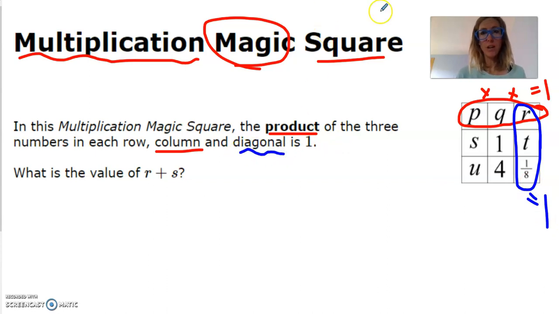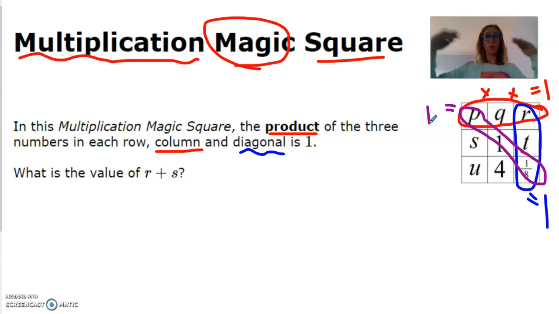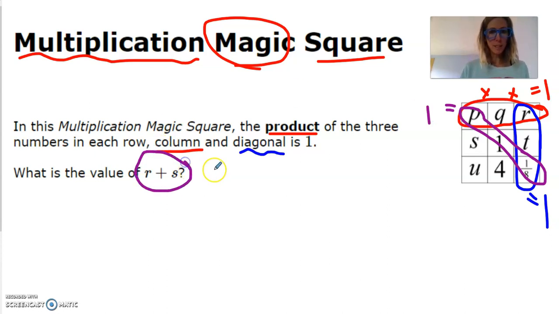So let's check out a diagonal. Let's say I go to this diagonal. I have P times 1 times 1/8. Guess what? It has to equal 1. All the products need to be 1. Rows, columns, diagonals. They all have to equal 1. I'm so excited. Oh, but then there's a question. What is the value of R plus S? Oh gosh, I don't know. I would have to know what R and S is.